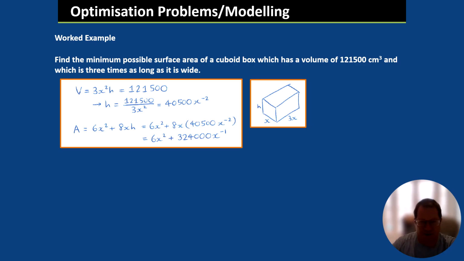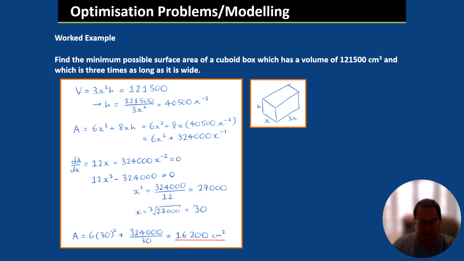So this time our constraint is the volume. So starting with that, the volume is 3x squared h, and that equals 121,500. And then making h the subject, that means dividing by 3x squared, and we can rewrite that as 40,500 x to the negative 2. For our surface area, the total surface area is 6x squared plus 8xh. Substituting for h, we end up with 6x squared plus 324,000 x to the negative 1. And again, we can then differentiate that to find our minimum surface area.